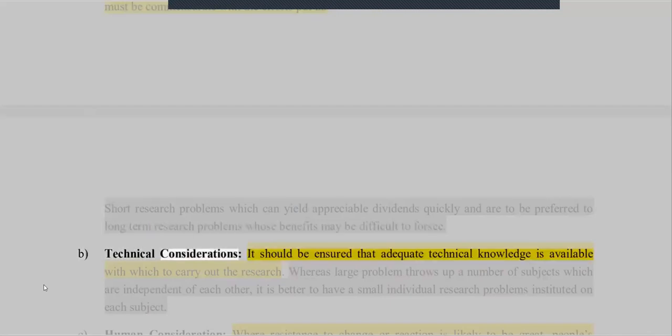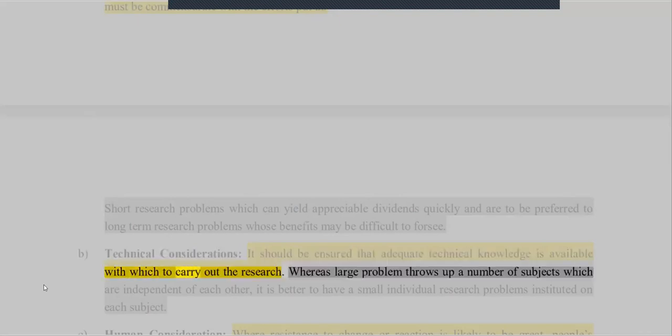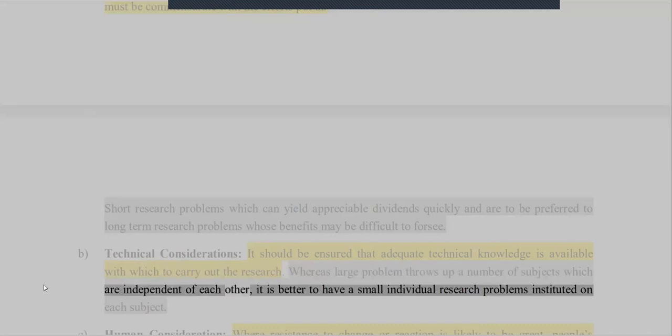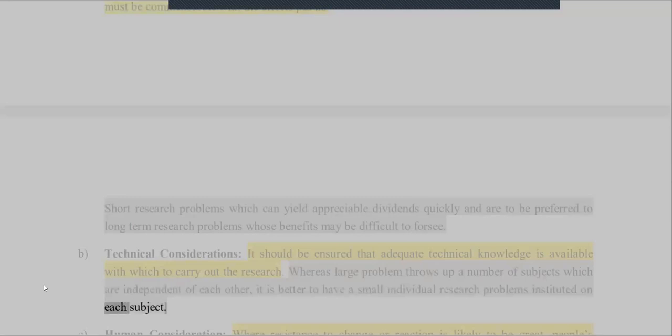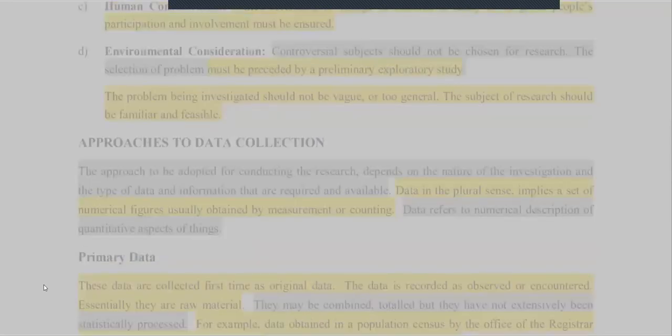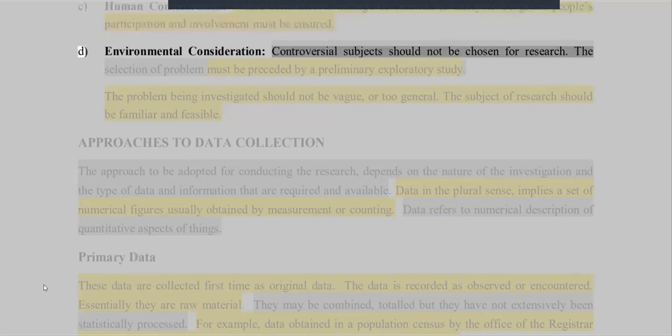B. Technical considerations. It should be ensured that adequate technical knowledge is available with which to carry out the research. Whereas a large problem throws up a number of subjects which are independent of each other, it is better to have small individual research problems instituted on each subject. C. Human considerations. Where resistance to change or reaction is likely to be great, people's participation and involvement must be ensured. D. Environmental considerations. Controversial subjects should not be chosen for research.